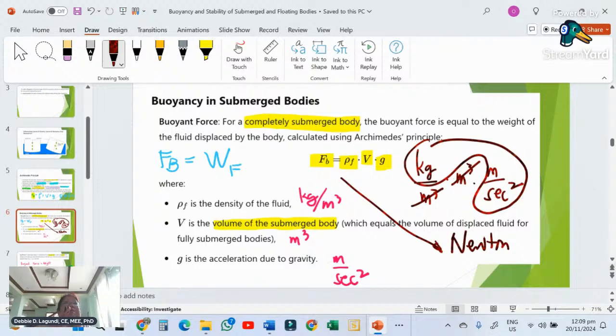Again, the buoyant force is the one that pushes the body up. But if it's not enough because the weight is too heavy, then the buoyant force loses. What happens? The body will sink. But if the buoyant force is so great that the weight is just light, then by summation of forces vertical, the body will float.